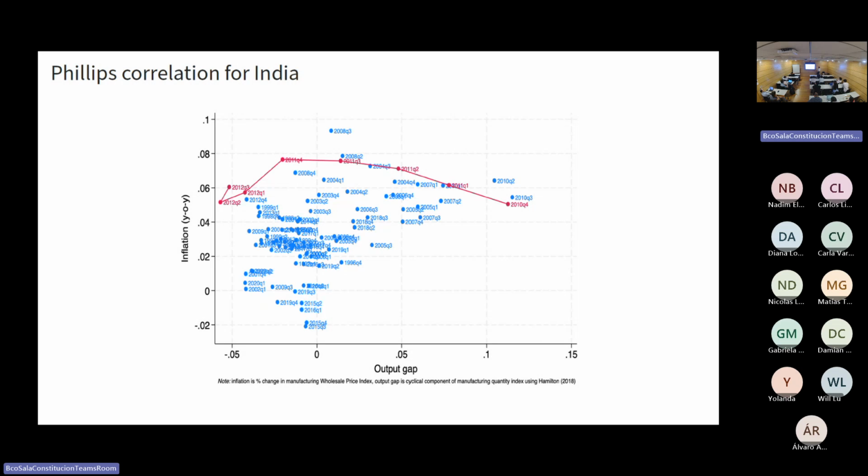Of course, at the same time, when you read economic history in India, you realize that during this period, India received a sequence of very negative input shocks that all else equal should have been quite inflationary.